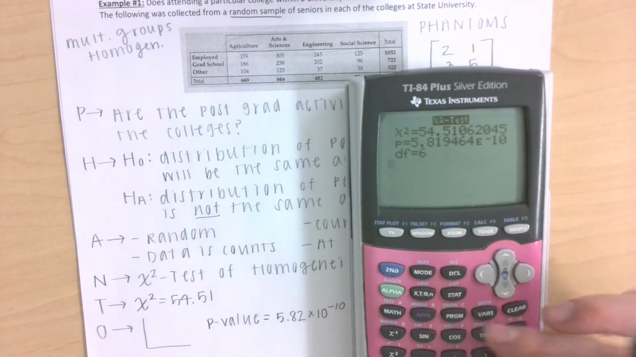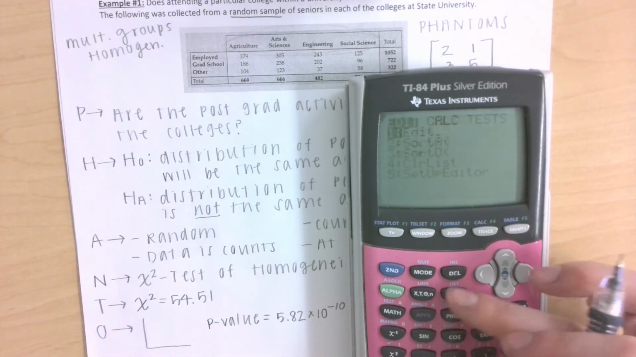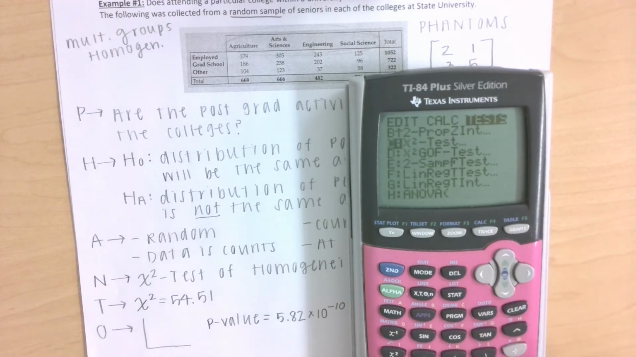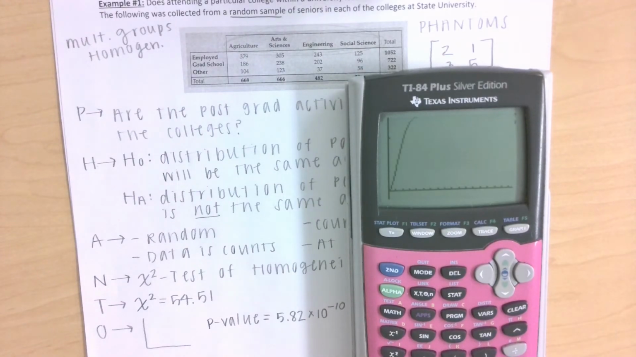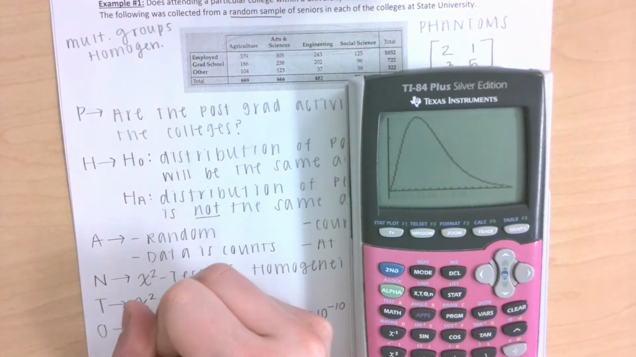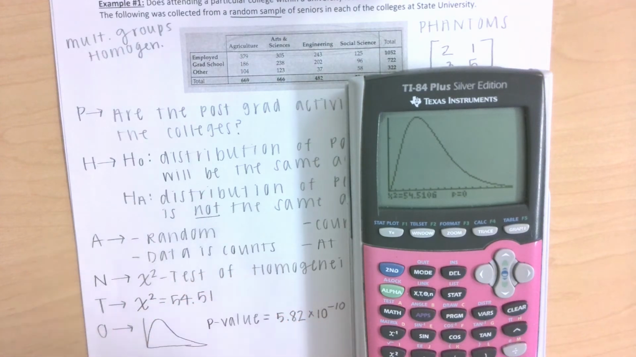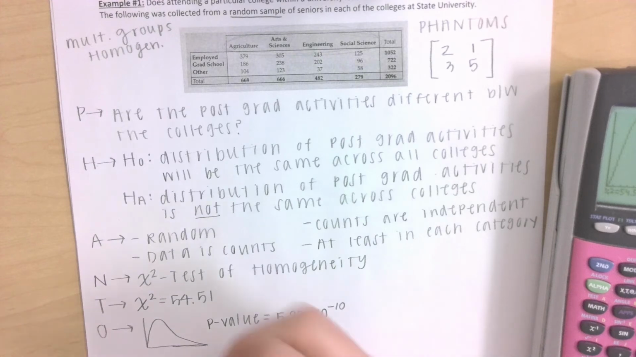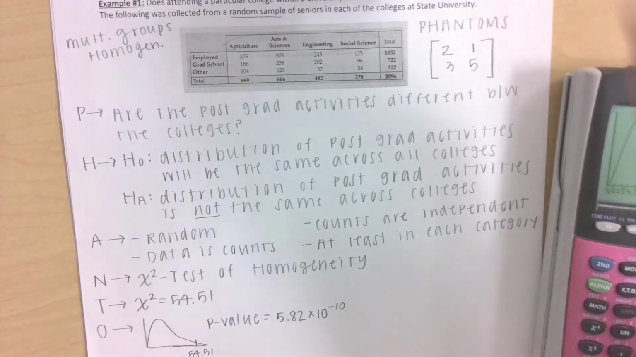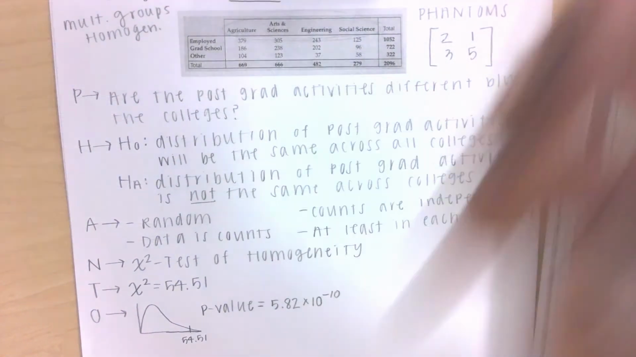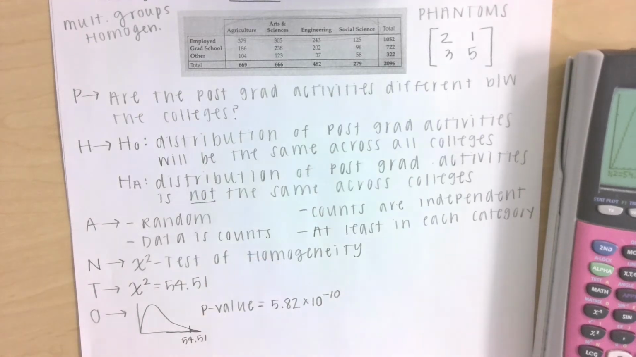Okay, I'm going to go back and run this chi-squared test again. So I go to Stat, Tests, chi-squared test. I am just going to change this to draw, so I can see the shape of my distribution and my shading. It looks like there isn't any shading here because that p-value is so small, but I do like to add it in, so I label this as 54.51. That's my chi-squared. And then there's a really, really small p-value there that's shaded in.